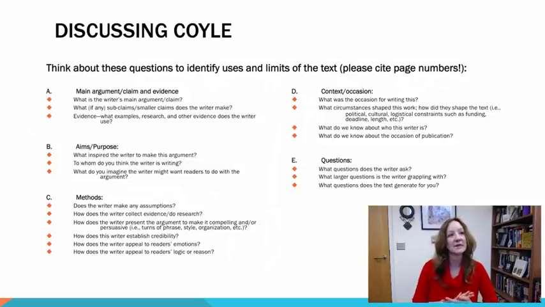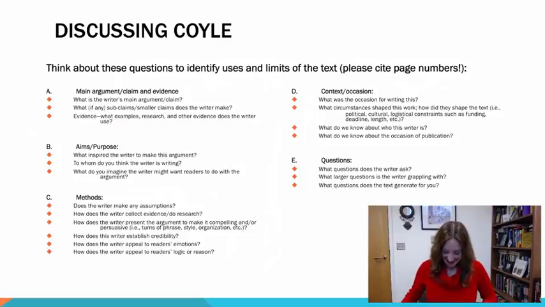These circumstances can be political or cultural or logistical constraints like funding, time. Presumably he had a deadline. He had editors and publishers working with him. So those kinds of circumstances, and what can you determine about that from the text and also from looking on the internet?